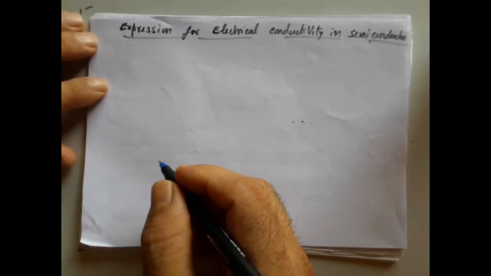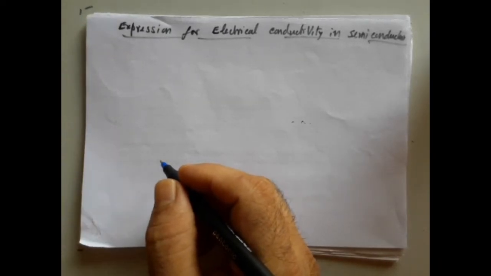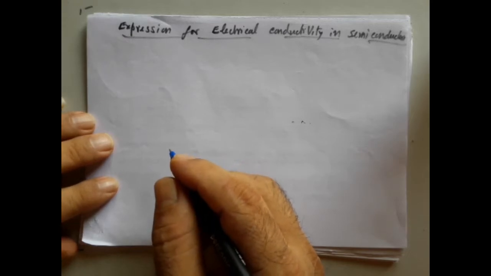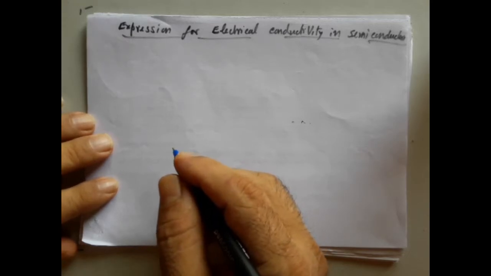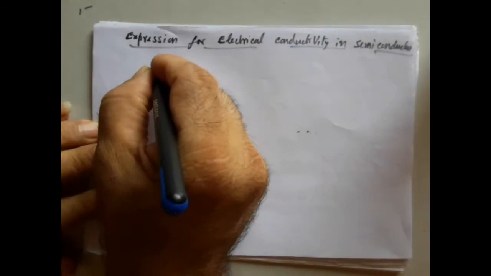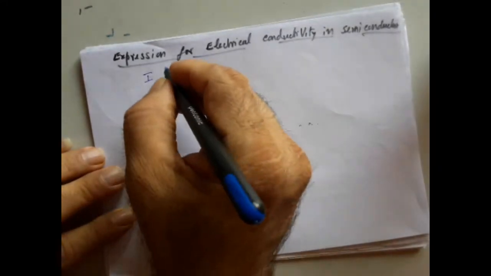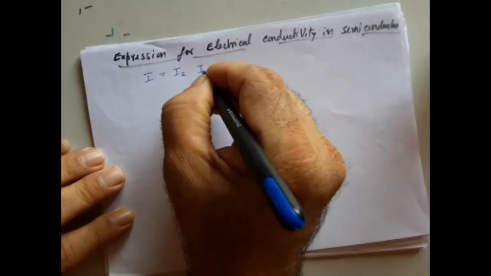Now we will try to derive the expression for electrical conductivity in semiconductors. Now, as I already said at the beginning, the electrical conductivity in the case of a semiconductor is due to the conductivity of electrons as well as the conductivity of the holes. Because in the case of a semiconductor, both electrons as well as the holes are charged particles, hence the net current is always equal to the sum of the two currents.